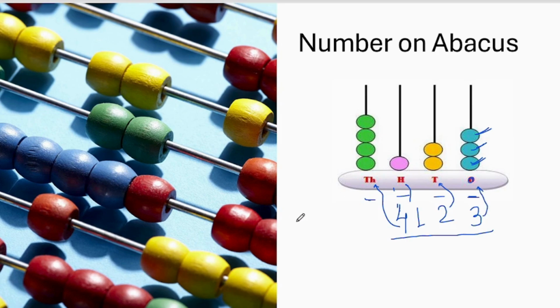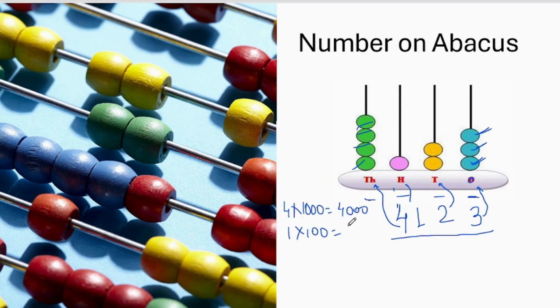4123. How have we arrived at that? 4 is at the thousands position, right? So 4 multiplied by 1000 is 4000. 1 is at hundreds place.